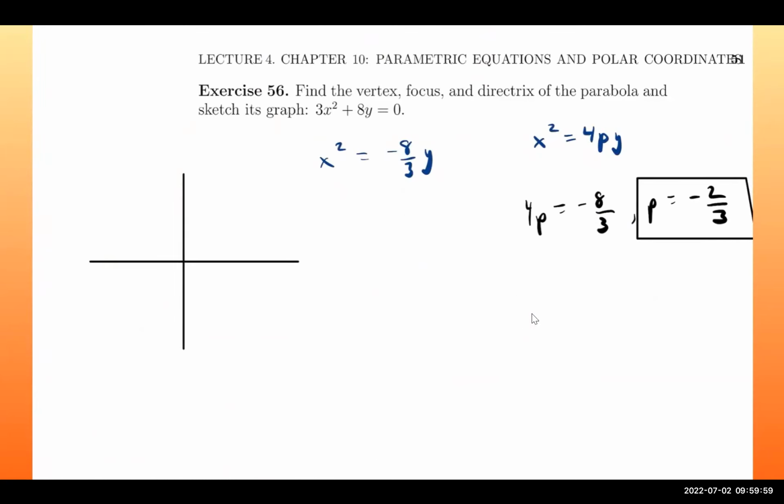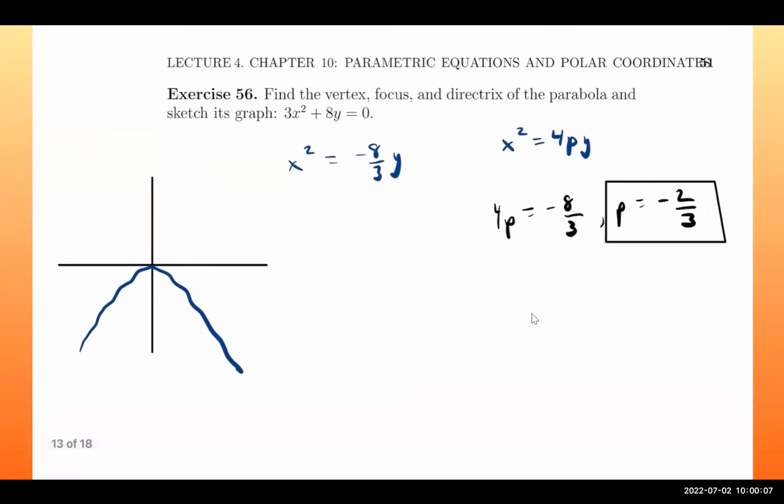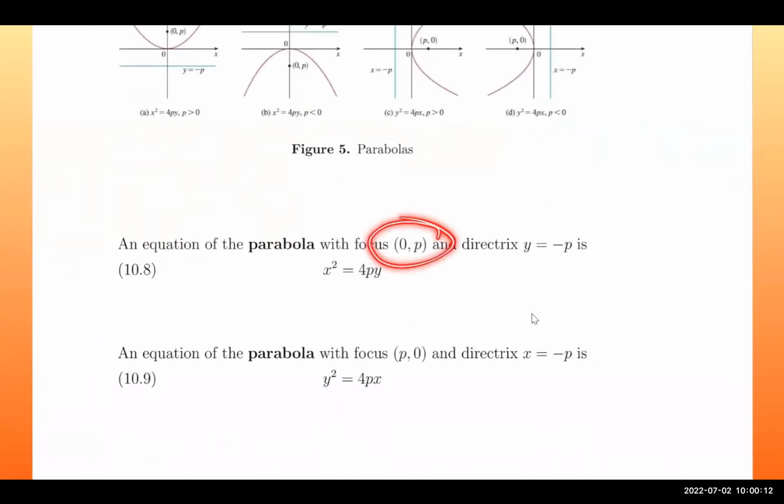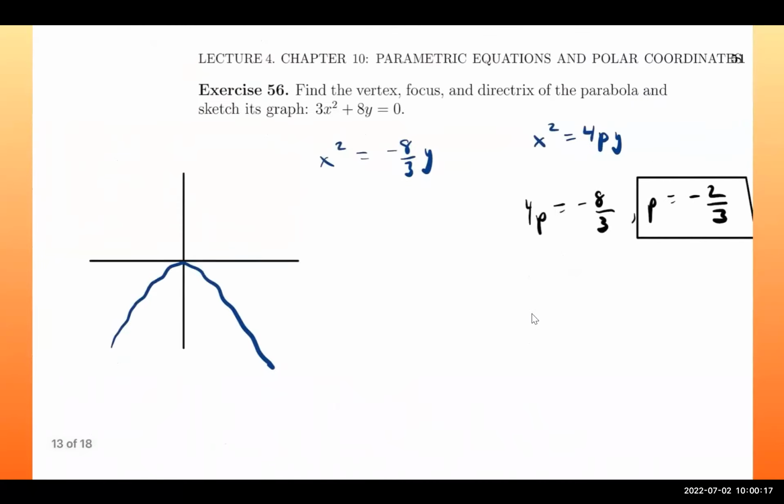If we sketch our parabola, we can begin to sketch it. Okay, it's going to open downward. The vertex is at the origin. It tells us that the focus is (0, p), and the directrix is y equals negative p. So the focus is (0, p), which is negative 2/3, which makes sense because it should be down here somewhere. That is (0, negative 2/3), our focus.